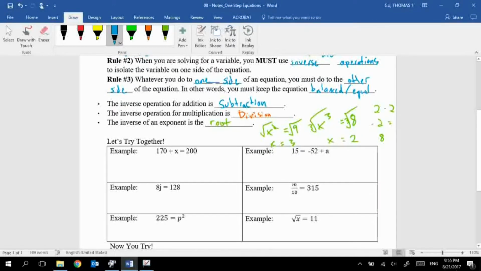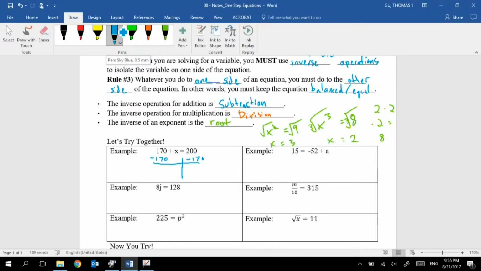How are we going to get it by itself? There's a 170 over here. What's it doing on this side? We're going to get rid of that by subtracting 170. But remember, whatever you do to one side of the equal sign, you can draw a little line here if that helps you. You got to do to the other side of the equal sign as well. So minus 170 on both sides.